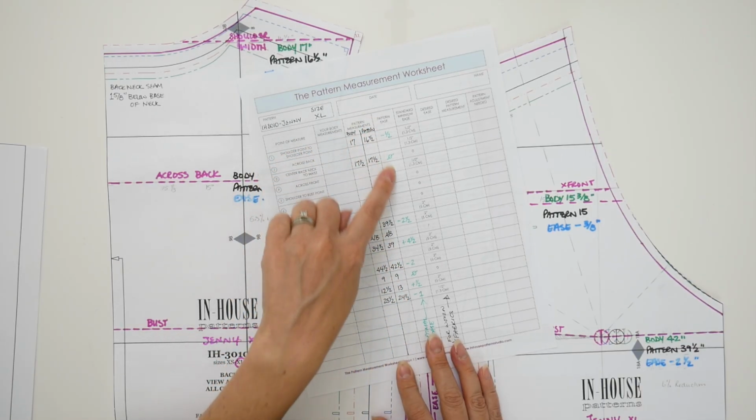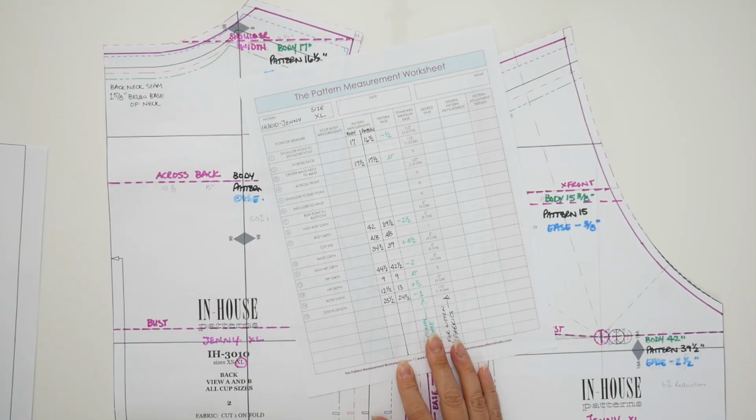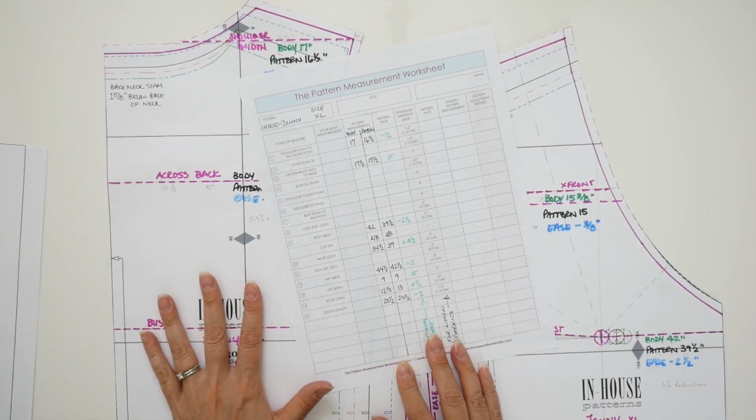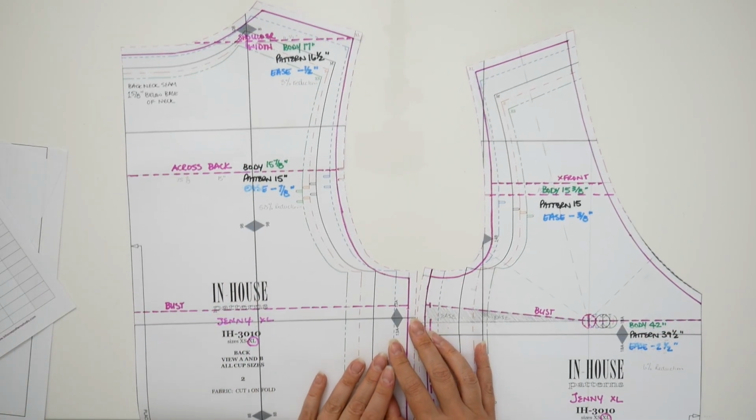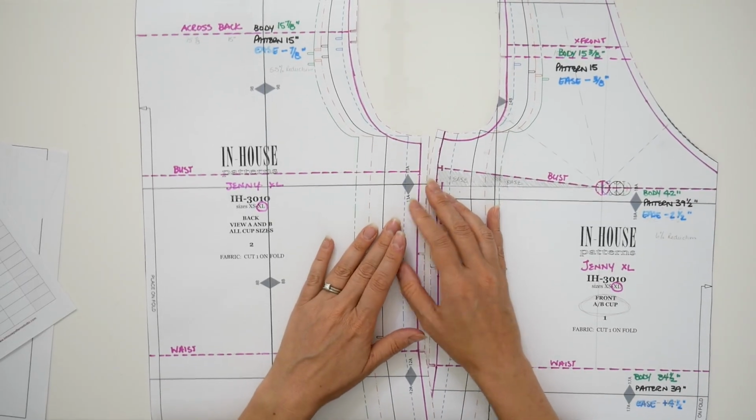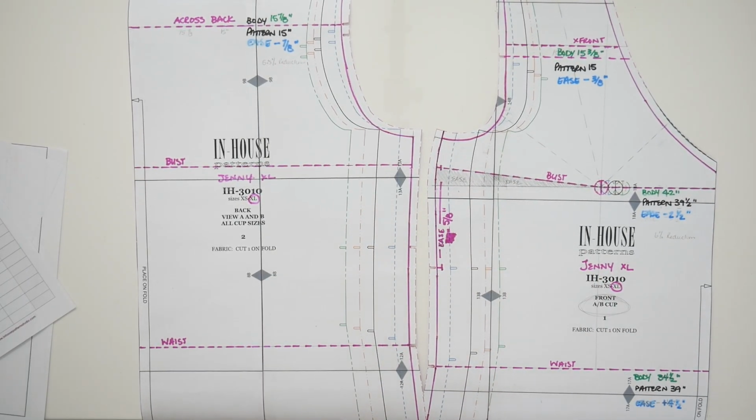And under the pattern ease column I'm going to indicate the ease allowances that I find when I measure the pattern. Go through the process of measuring your pattern, and we're going to concentrate on the bust, waist, and hip just to keep this quick and easy.